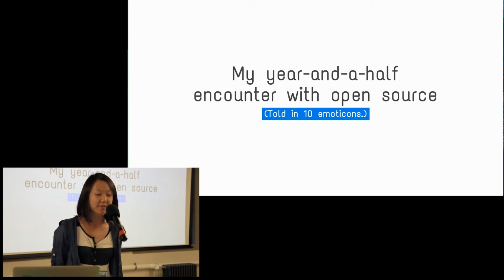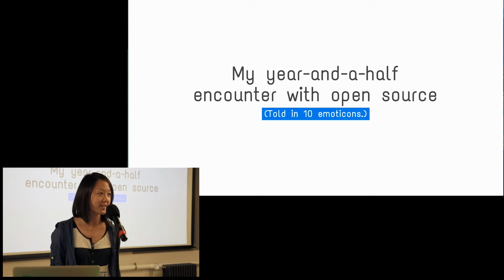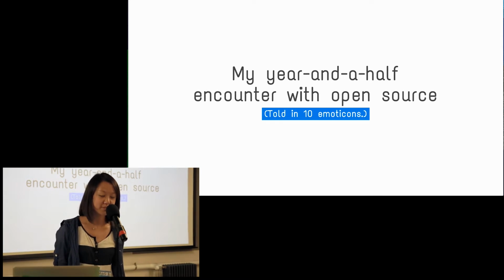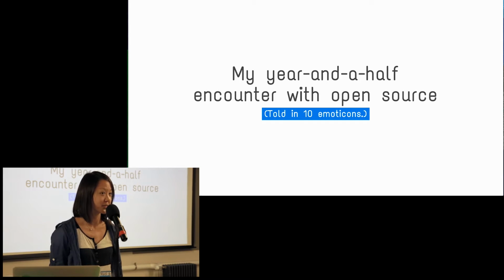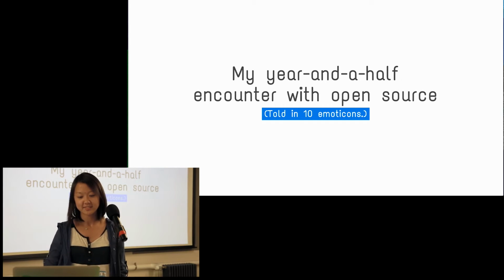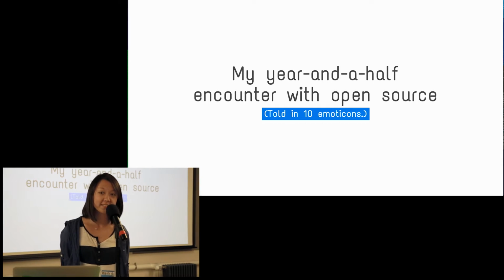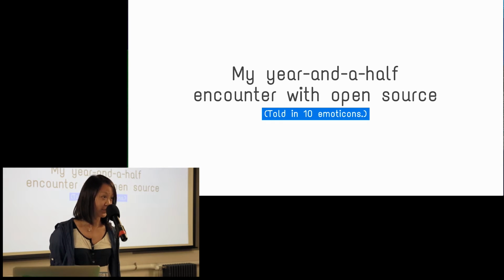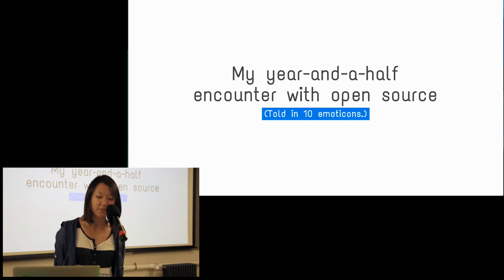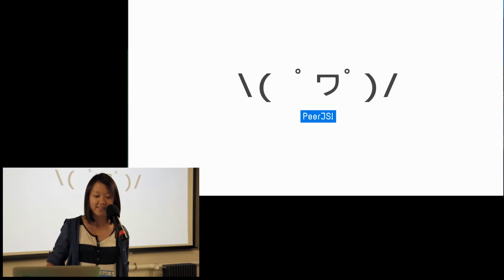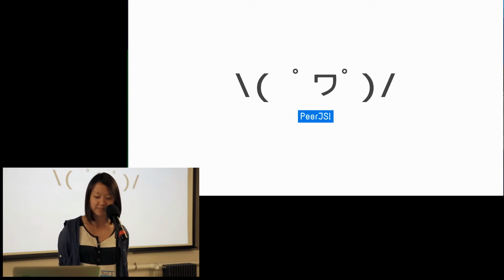I work here at Stripe, and my talk today is going to be about my experience with open source so far, and it's going to be told with only 10 emoticons. So I maintain a WebRTC library called PureJS, and this talk is not about WebRTC or PureJS. I have a separate talk about that, and that has less emoticons.